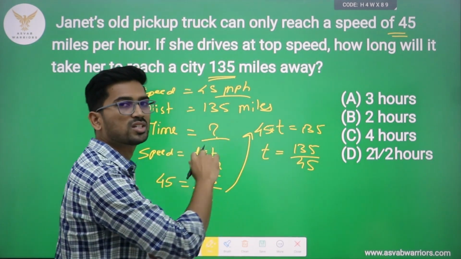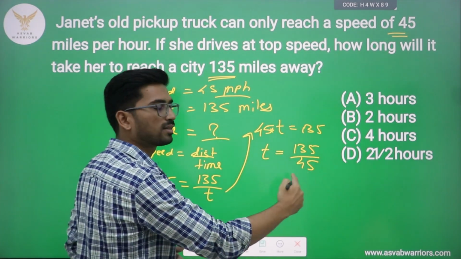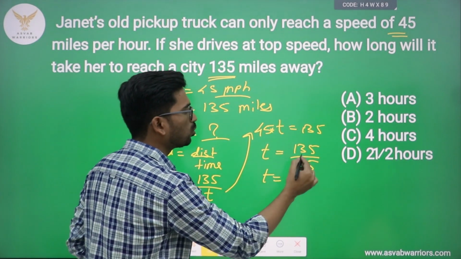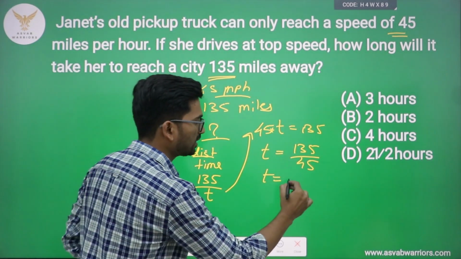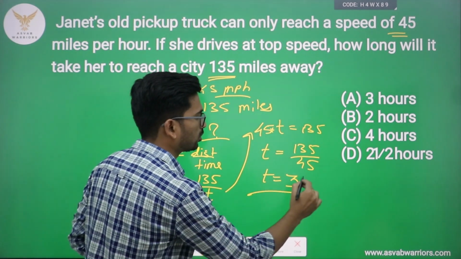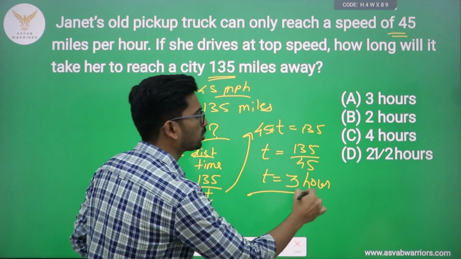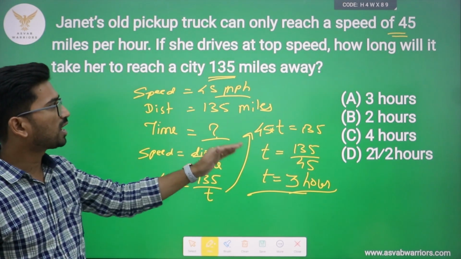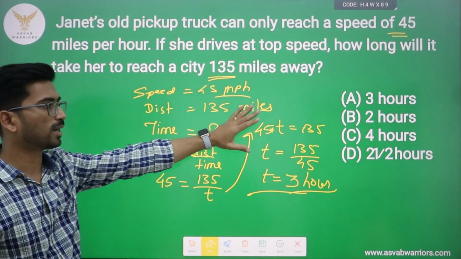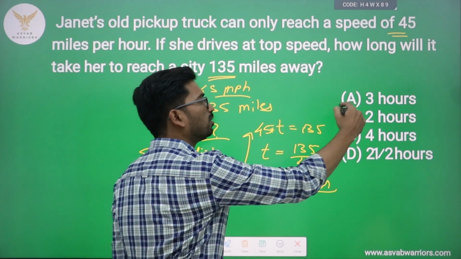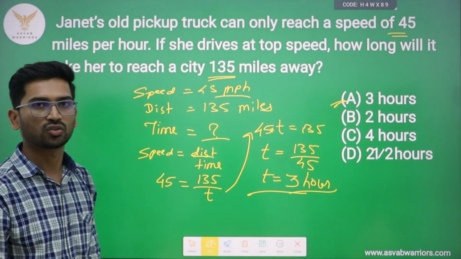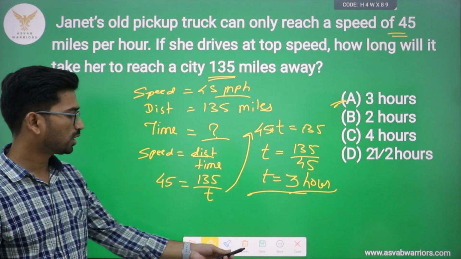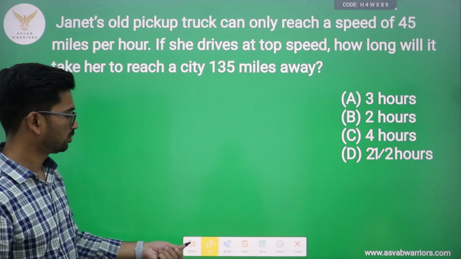So 45 goes into division when coming to the right hand side. So t will be equal to 135 divided by 45, which is 3 hours. So time will be 3 hours. So Janet will take 3 hours to reach the city which is 135 miles away. So option A will be correct answer for this question. Now moving on to our next question.